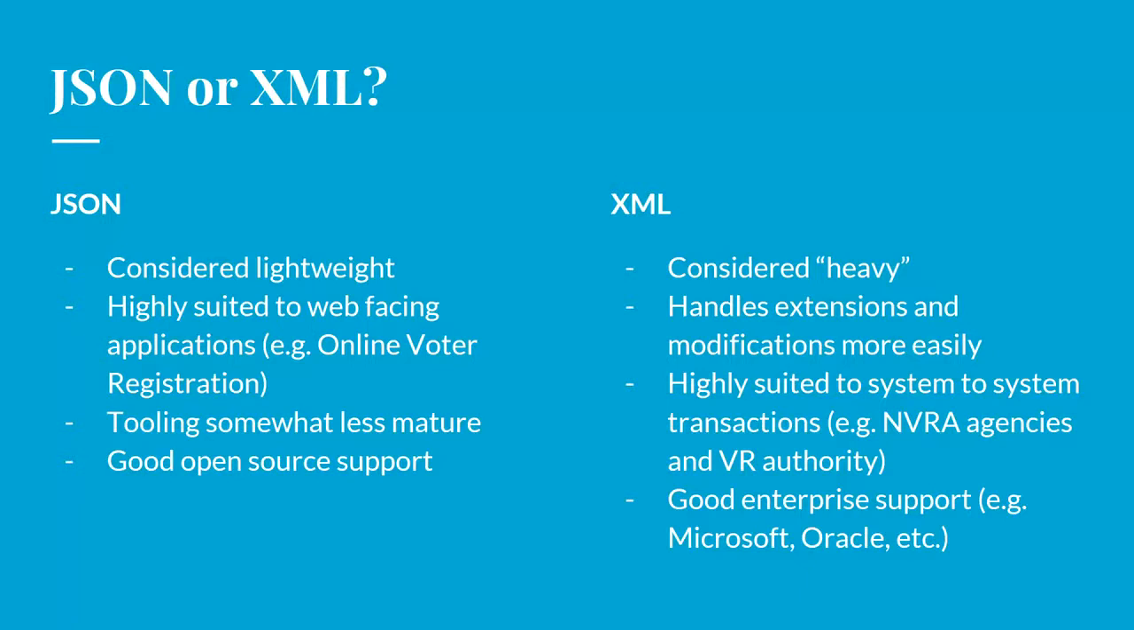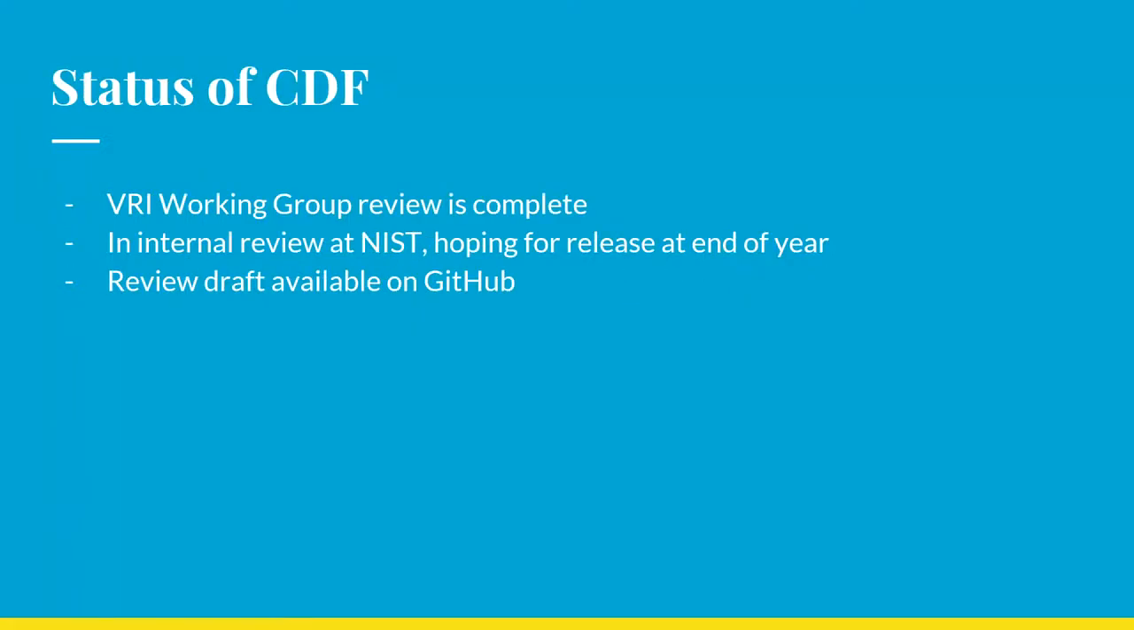The good news is you don't have to pick one. You're not pigeonholed into JSON or XML. They are one-to-one. They all implement the UML model 100%. So anything you can do in one, you can do in the other, and it's very easy to convert from one to the other. So pick what works for you.